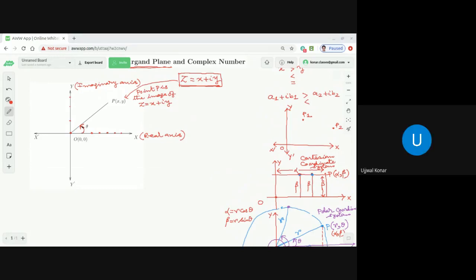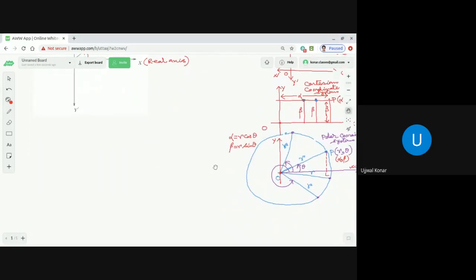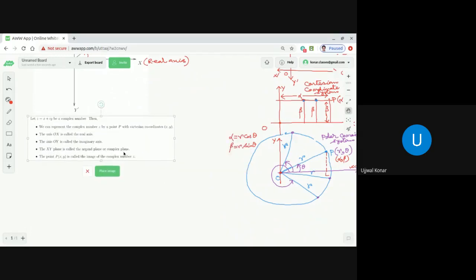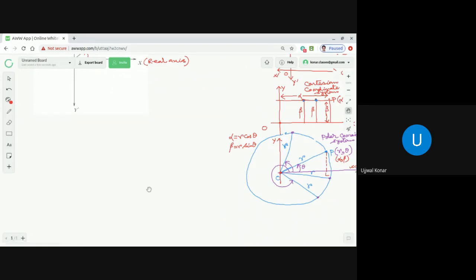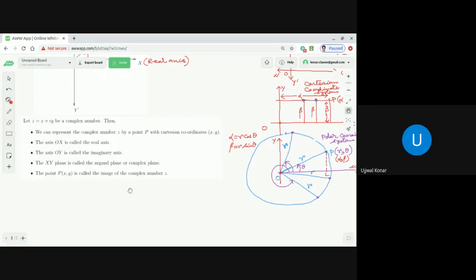And for the complex number, there are 2 terms I am going to introduce now. One is called the modulus and one is called the amplitude. Okay. Now before I proceed, I would like to mention these fundamental points. What I just discussed, I'm going to place it here. Just have a quick look into it.